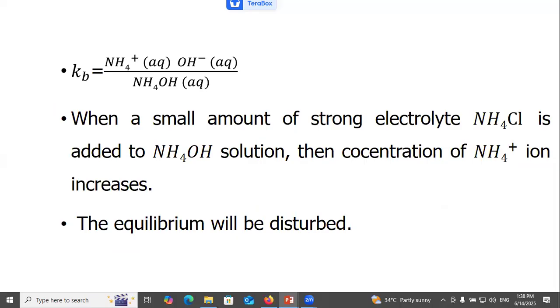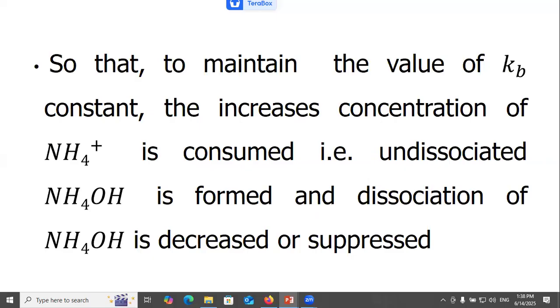K equals [NH4+][OH-] over [NH4OH]. When a small amount of the strong electrolyte ammonium chloride is added to the ammonium hydroxide solution, the concentration of NH4+ ion increases and the equilibrium is disturbed. So, to maintain the value of K constant, the increased concentration of NH4+ is consumed, that is, undissociated ammonium hydroxide is formed and dissociation of ammonium hydroxide is decreased or suppressed.